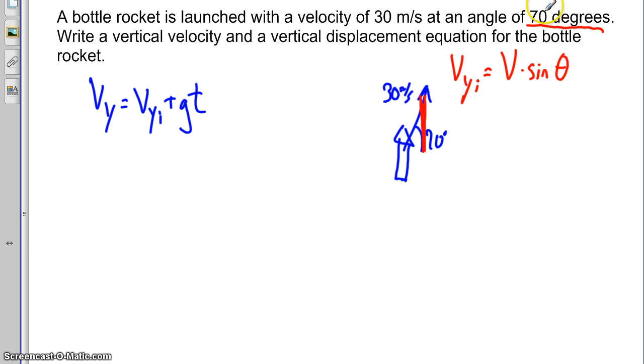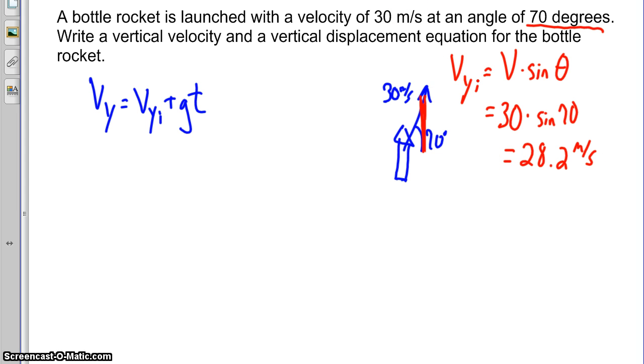I should have had my calculator. Alright, I have my calculator now. So what I've got is the velocity here is going to be 30 meters per second times the sine of 70 degrees. So I'm just going to punch that in on my calculator: 30 times the sine of 70. And I get 28.19. I'll round it to 28.2 meters per second. This is really the only velocity we care about.